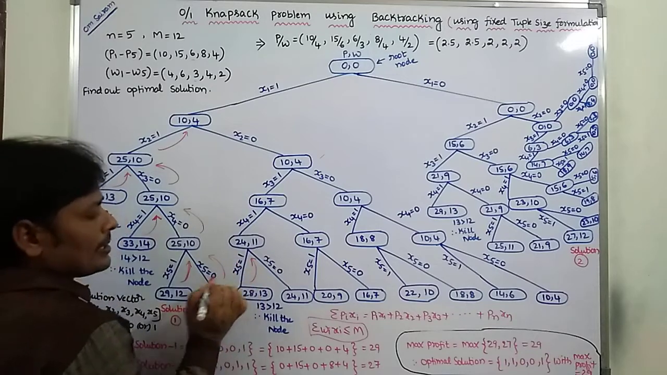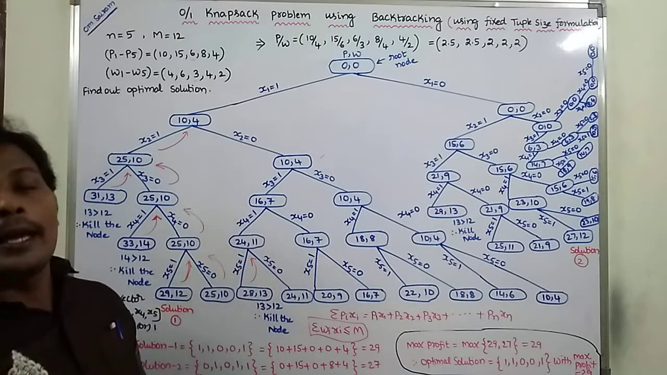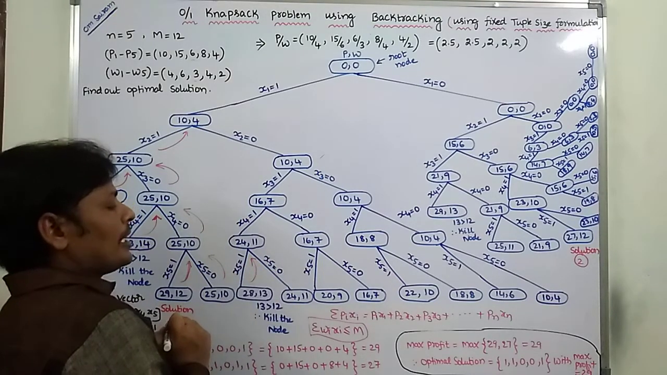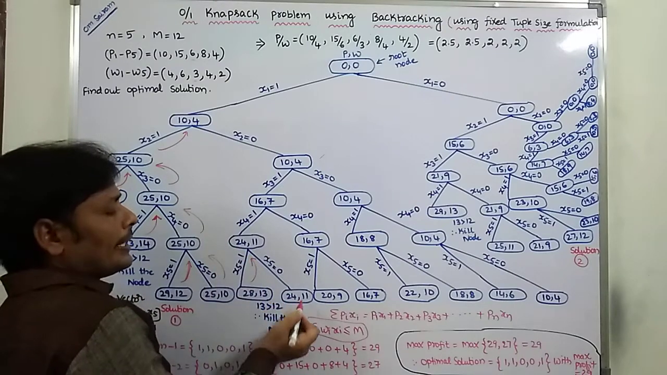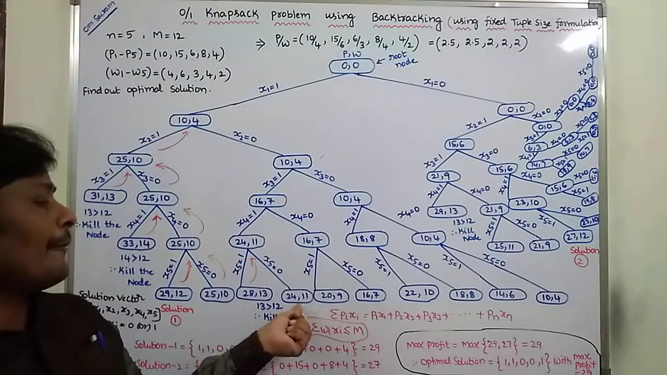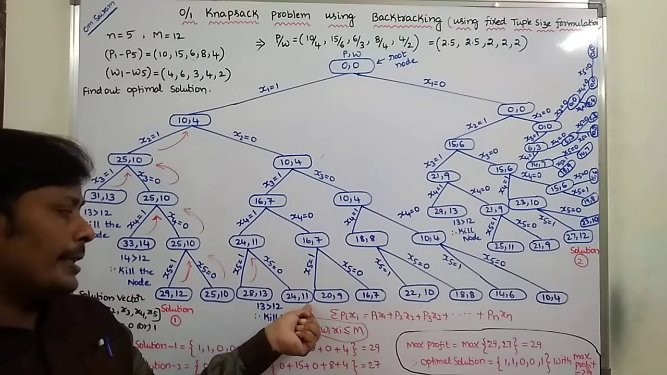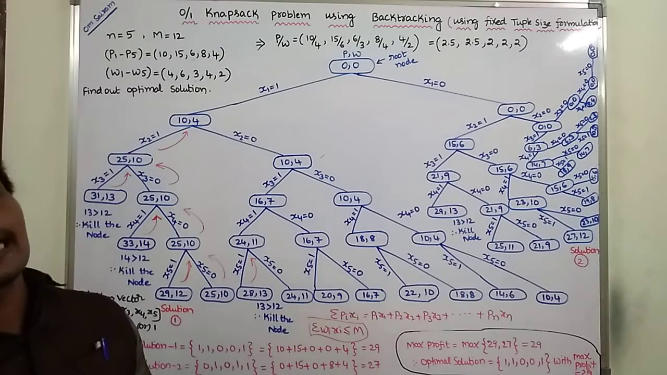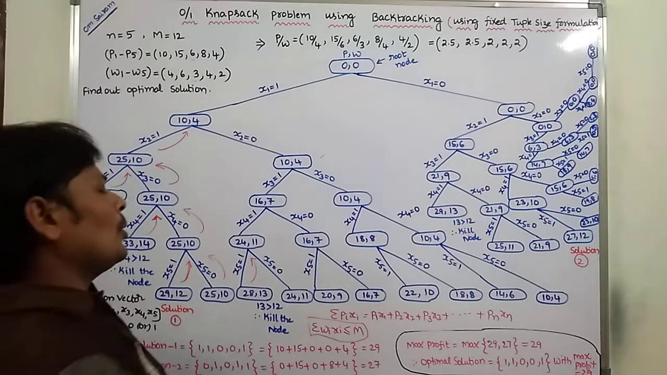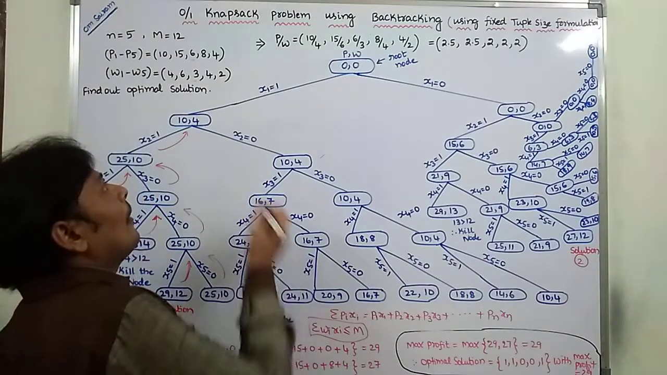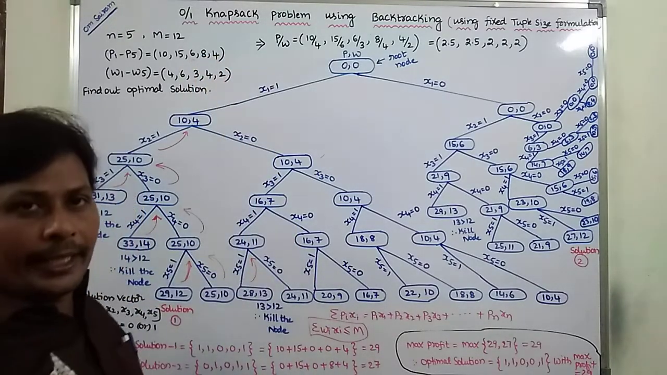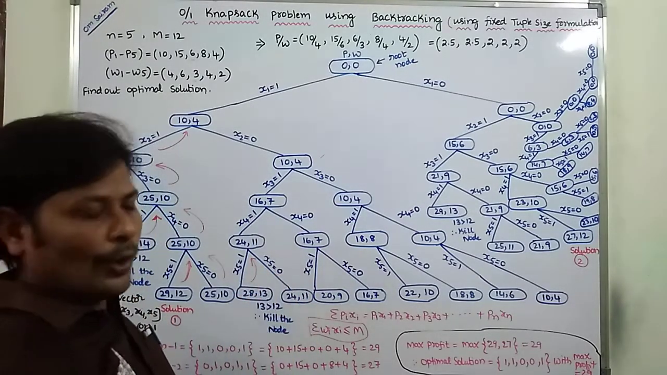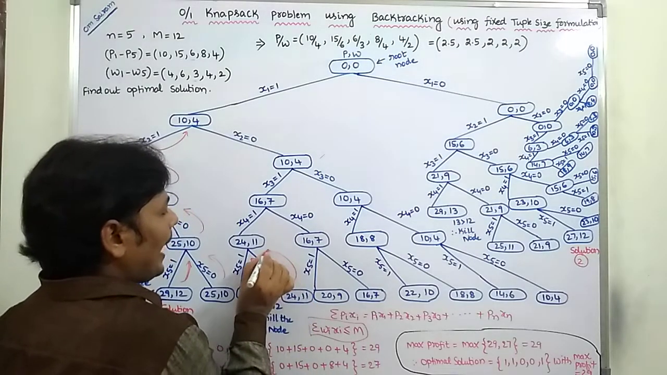So on this side x suffix 5 is equal to 1, on the other side x suffix 5 is equal to 0. When we are not considering the fifth object, the same values we get, 24 comma 11. Here the weight is 11 after considering the 5 objects, and 11 is less than or equal to 12. We cannot extend it further because 5 objects are completed, so it is not a solution and it cannot be extended. Now we go for backtracking.